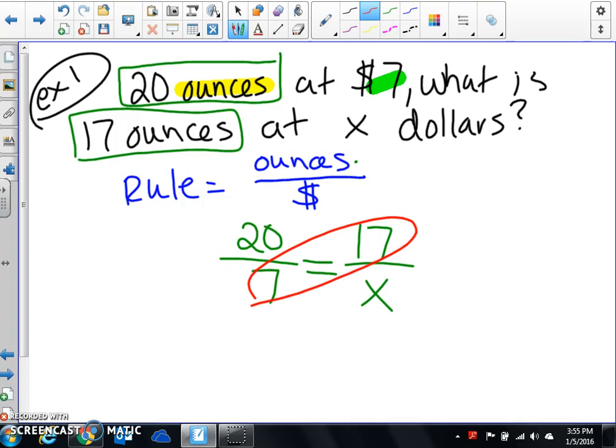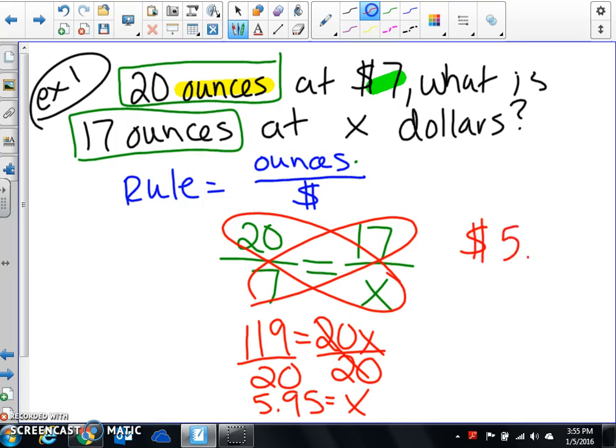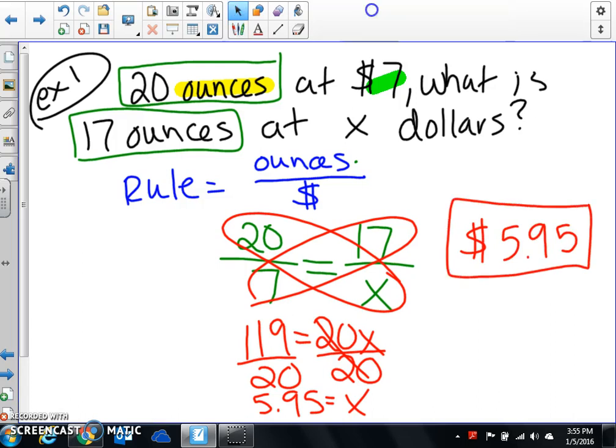I grab my calculator. All right, so 7 times 17 is 119. And 20 times x is 20x. So then I divide both sides by 20, giving me x equals 5.95. But now I have to go back and I have to remember, what is x? x is dollars. So really, it's $5.95. Okay, next one.